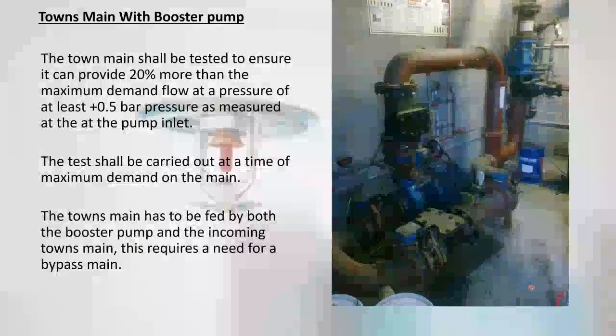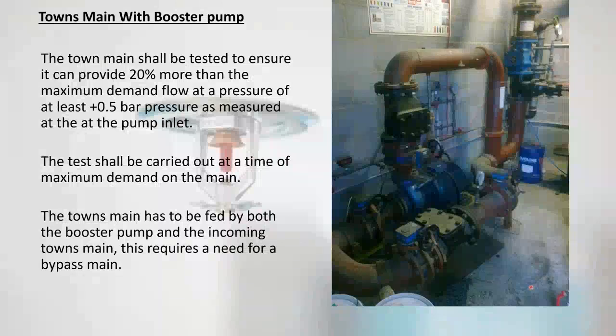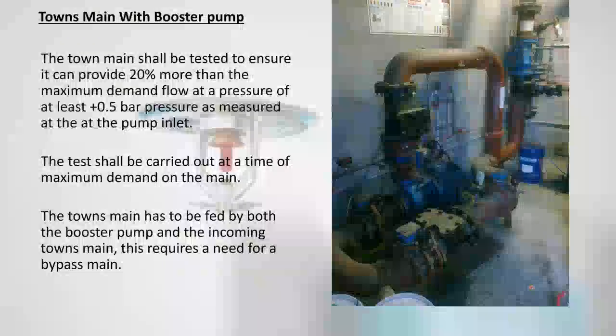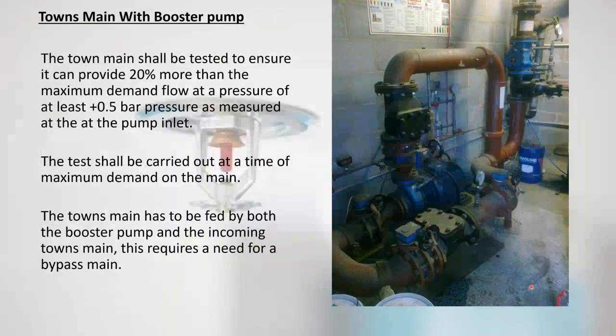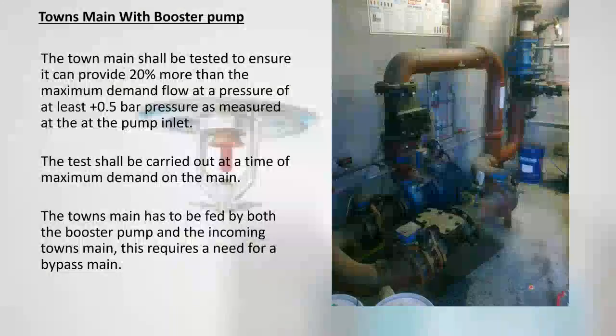Right, so back to types of water supplies. So Town's Main booster pumps. The Town's Main shall be tested to ensure it can provide 20% more than the maximum demand flow rate, i.e. 1350 plus 20%. Okay. The pressure at least half a bar measured at the pump. So to use a booster pump, you need the flow. Okay. If you don't have the flow, you can't use a booster pump. Right? And you need the 20% more as a safety factor. Right? And once you've done that, you can install a booster pump.